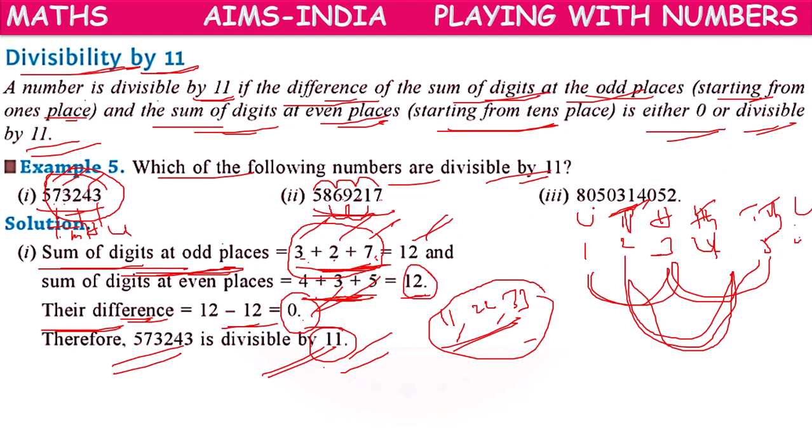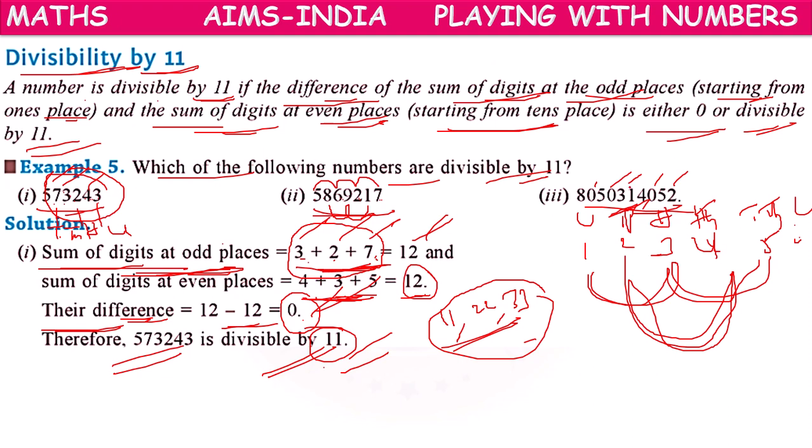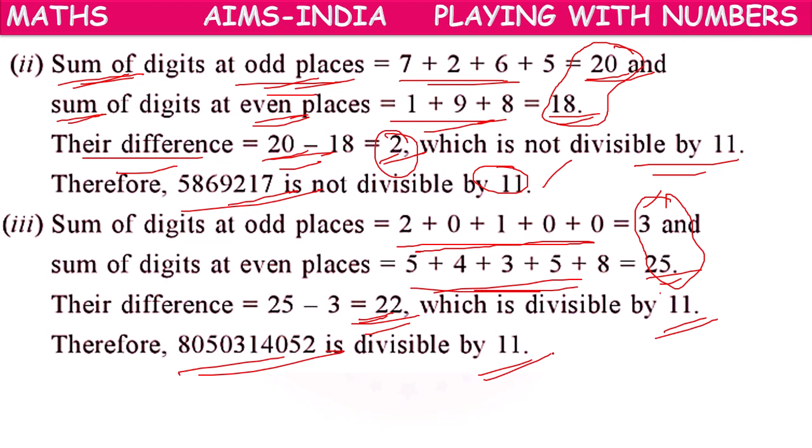Next, this number. So 2, 0, 1, 0, 0 in the odd places. How much? 3. Next, even places: 5, 4, 3, 5, 8. Their sum is 25. Now the difference of these two. How much? 22. 22 is divisible by 11. So the total number is divisible by 11. So this is the divisibility rule for 11.